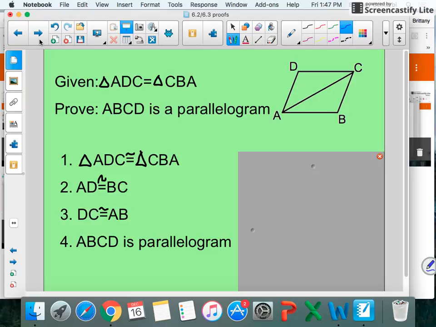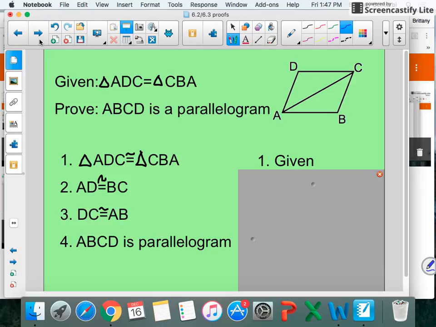Now this next one is a little bit backwards. So we're not given the parallelogram. We're trying to prove that it's a parallelogram. So this we really have to think about all of our properties that go along with parallelograms. So for my first step, I'm going to start with my given. So no surprise there, still the given.